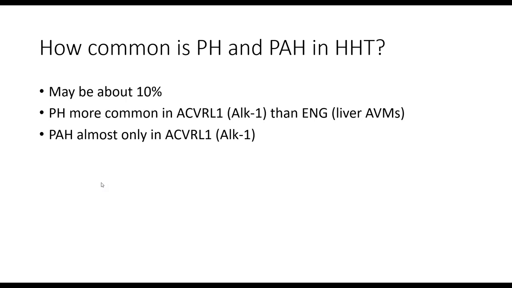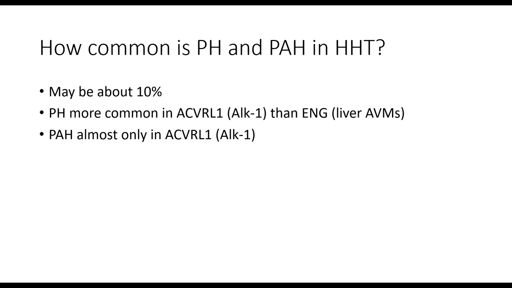PH is more common in patients with ACVRL1, or what we used to call, or still call, the ALK1 gene. So PH due to high cardiac output failure is more common, again, because liver AVMs are more common in the ALK1 patients. PAH is almost exclusively in ALK1 patients. It has been reported in endoglin patients, but almost exclusively ALK1, and it's probably about 1% of ALK1 patients will develop PAH. Now, the risk of PH, I said, is about 10%.